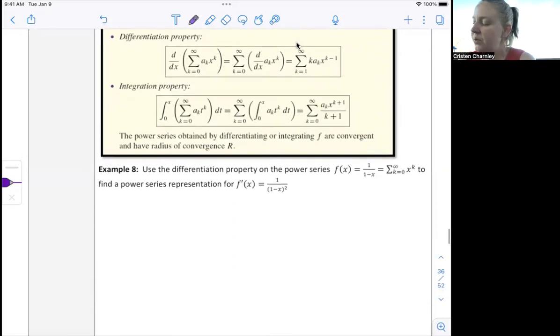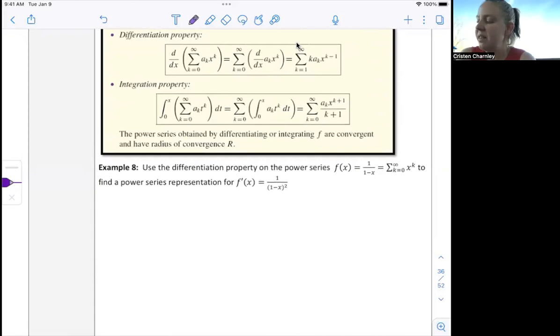So example 8, we're going to use the differentiation property on the power series f of x equals 1 over 1 minus x. We know that that's really the sum of x to the k power, or x to the n power. We want to find a power series that represents f prime of x being equal to 1 over 1 minus x squared. So let's look at all of these things.